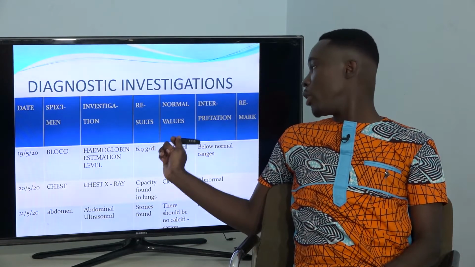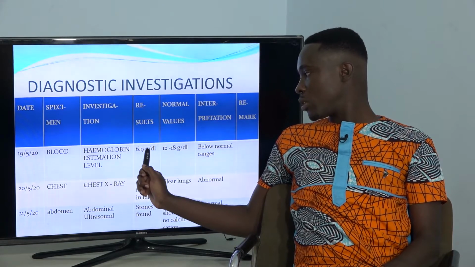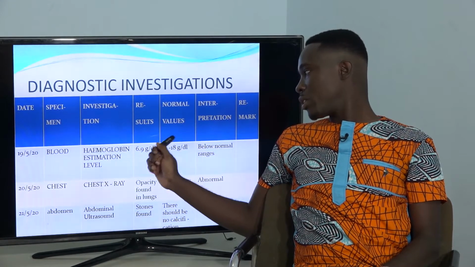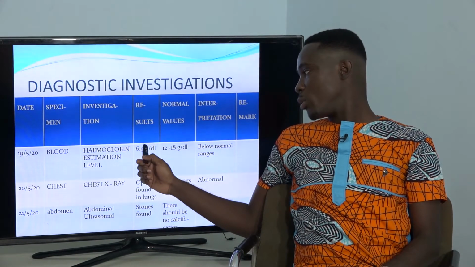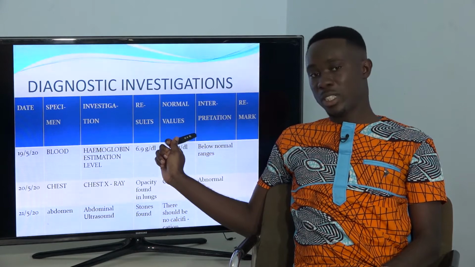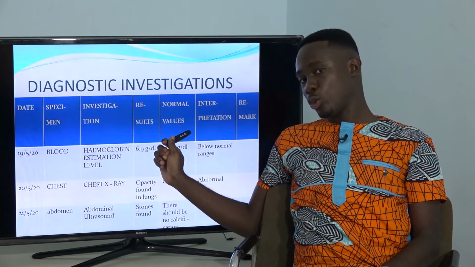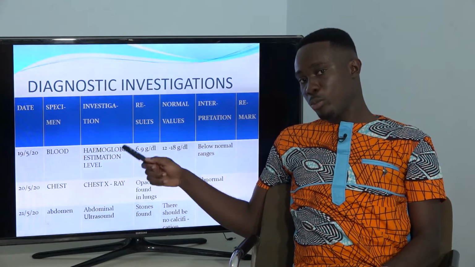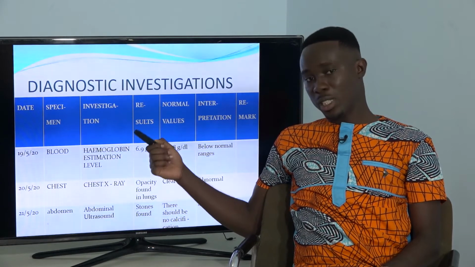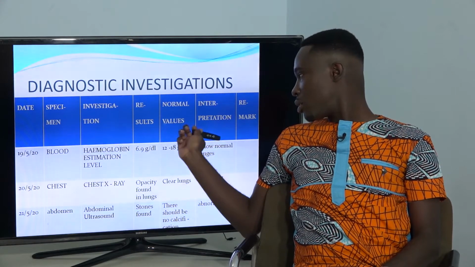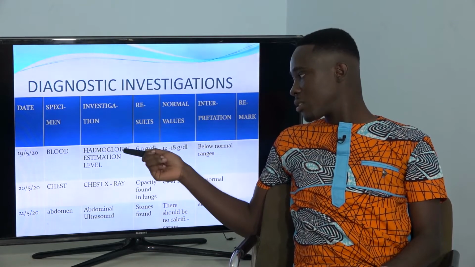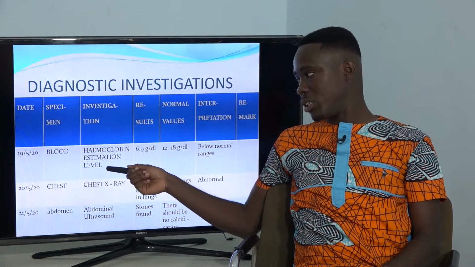It's below normal ranges. So when you move to remarks, you know that the remarks is the intervention you do for the results that you identify. So now we know that 6.9 is low. So what do we do? We have to give either hematinics, normal saline, and also blood to improve the levels of the blood. So we give normal saline, we give hematinics, and we also give blood for the remarks. So you write what was done for your patient in this case to increase the hemoglobin estimation level.